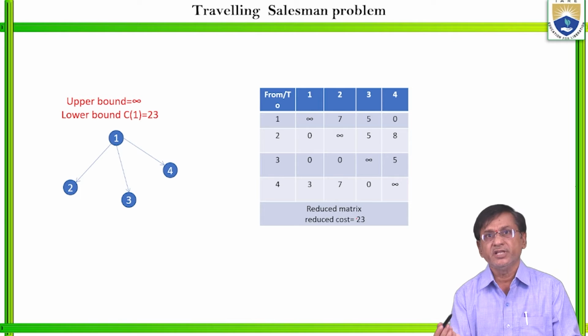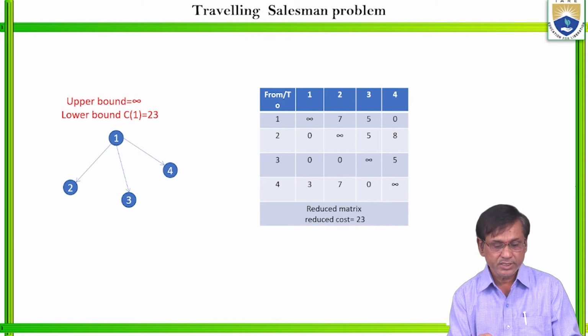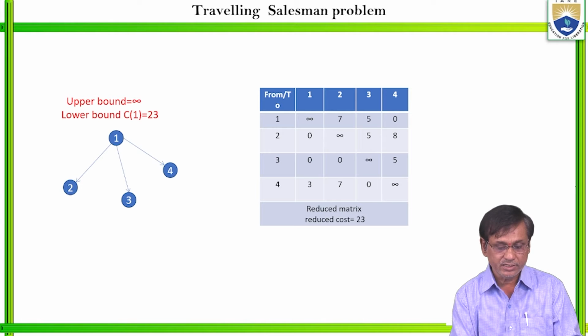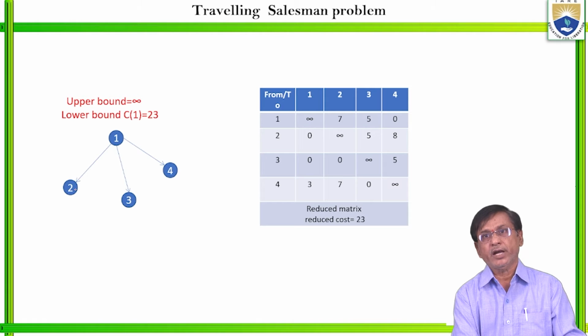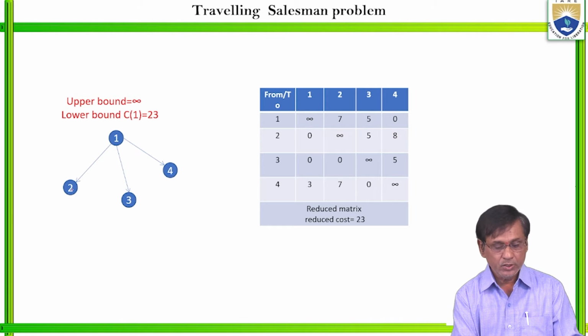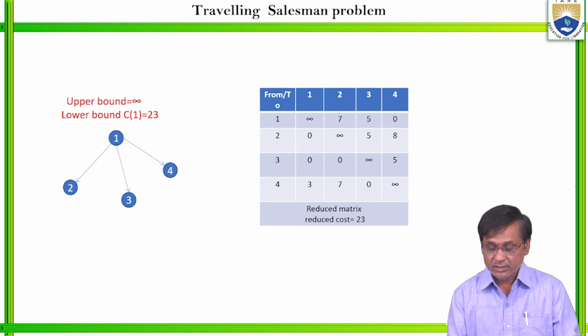The upper bound is infinity. We don't know the value of the upper bound. In this case, we constructed the state space tree. Now we have to find the cost of node 2. For calculating the cost of node 2, we have to take the reduced matrix.